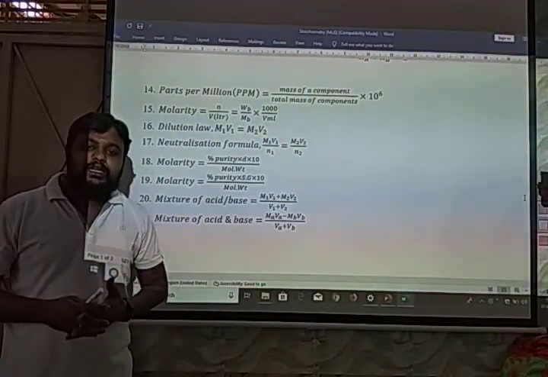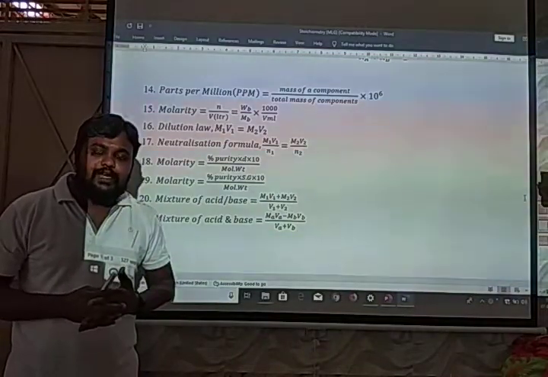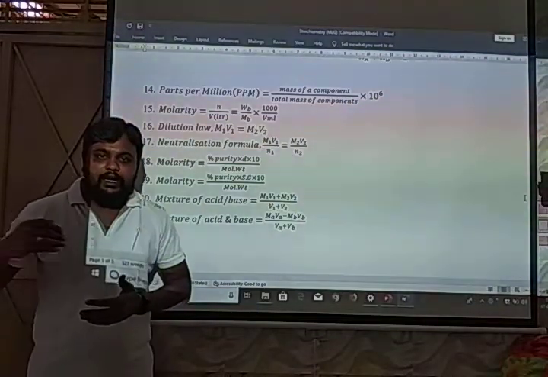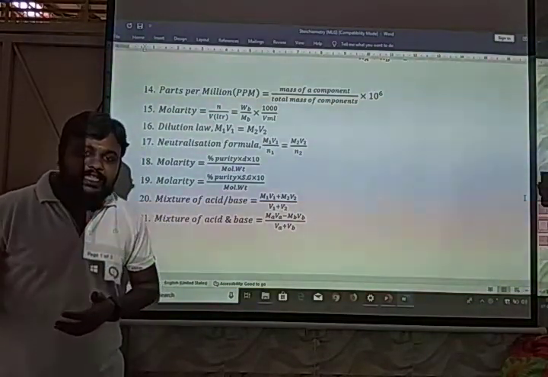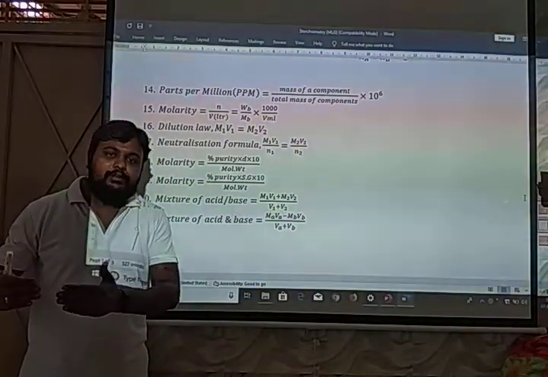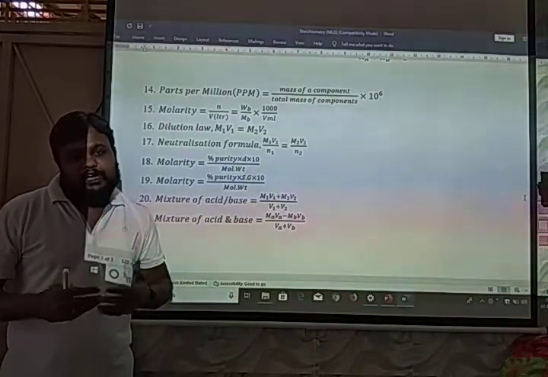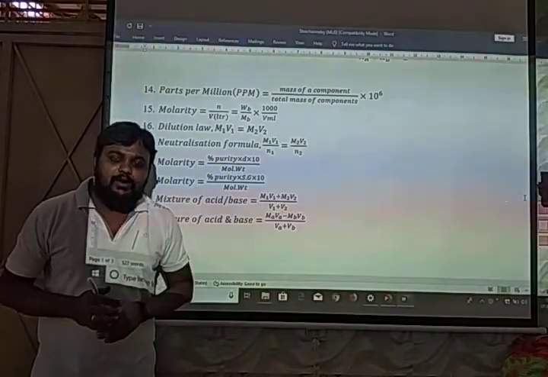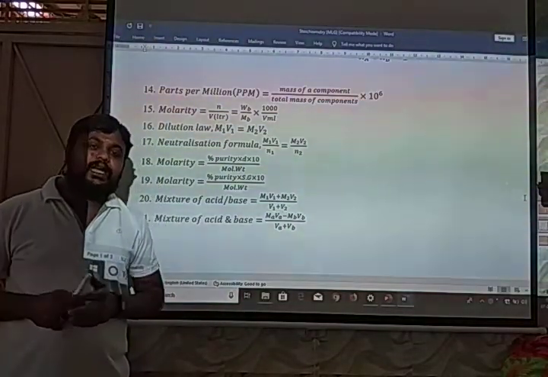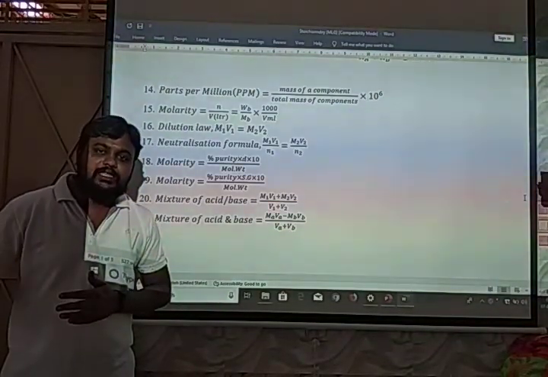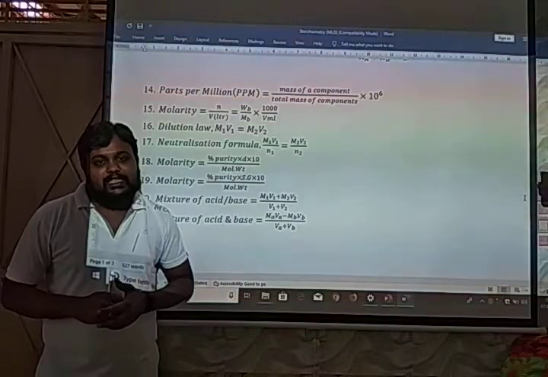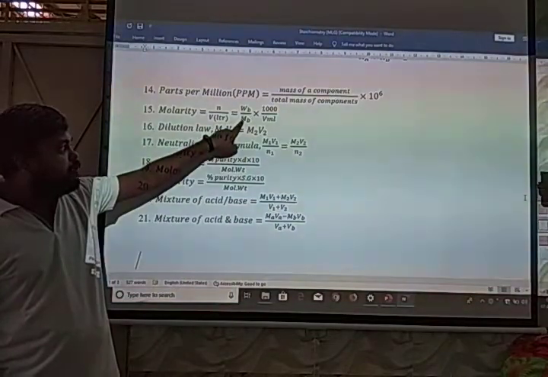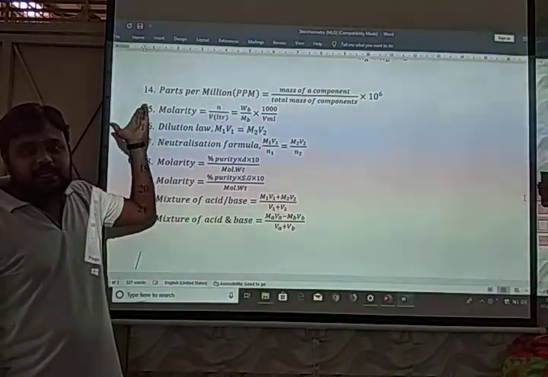Equivalent weight can be calculated using various formulas. The equivalent weight of an element is the atomic weight of the substance divided by valency. Similarly, the equivalent weight of an acid is molecular weight by basicity. The equivalent weight of a base is molecular weight divided by acidity. The equivalent weight of an oxidizing agent or reducing agent is molecular weight divided by change in number of electrons. Using these formulas you can find the equivalent weight of a substance, and dividing the weight of the solute by the equivalent weight, you will get the normality.